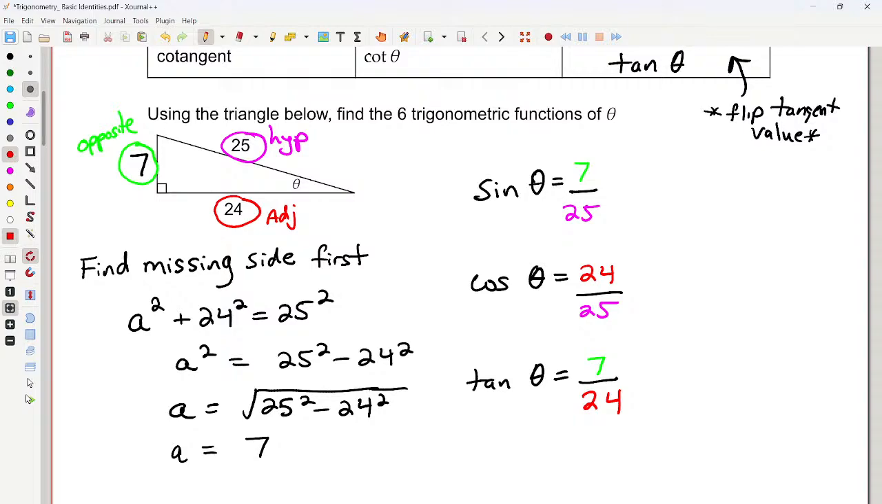Three more to go. Good way to remember it. Sine starts with S. Its reciprocal starts with C, called the cosecant. Cosecant theta. And what did I say up there? You literally just flip this. 25 on top of 7. Easy.